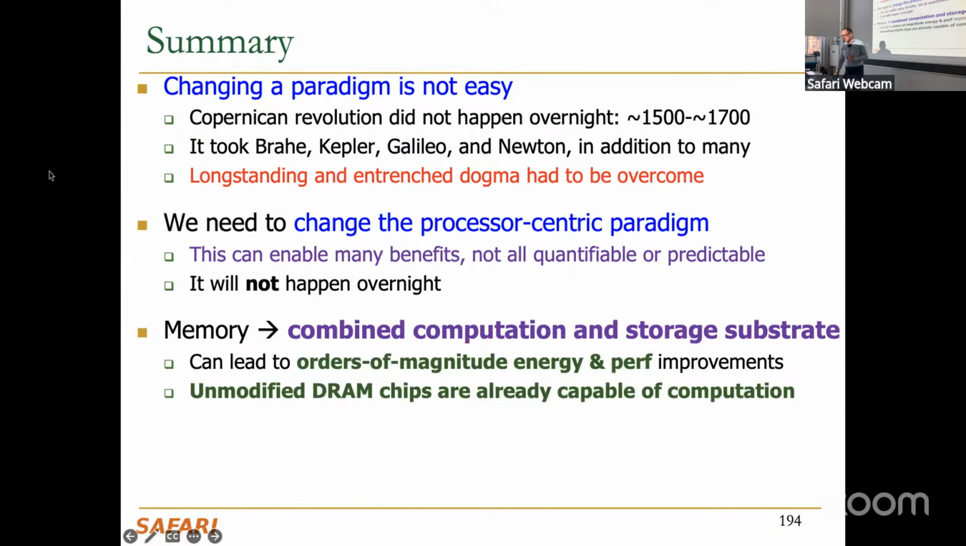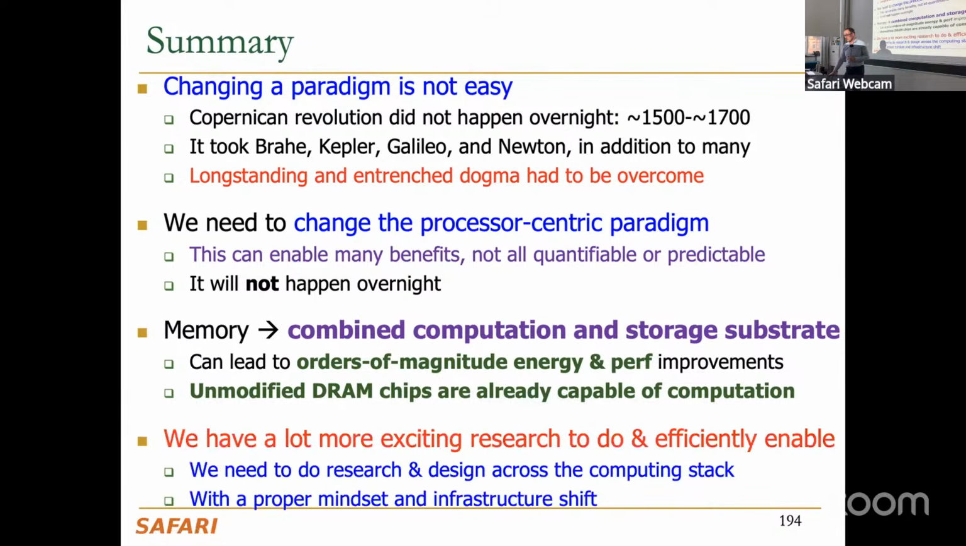Essentially, memory can be designed as a combined computation and storage substrate. I've given you a lot of examples that can lead to orders of magnitude energy and performance improvements, either standalone or collectively. Perhaps the most fascinating one is that unmodified DRAM chips are already capable of computation. So if you actually modify them, maybe you can do a lot more. There's a lot more exciting research to do to efficiently enable this. I think we need to do the research and design across the computing stack. There's a lot of opportunity, including theory. That's probably the weakest part, where nobody's doing research.